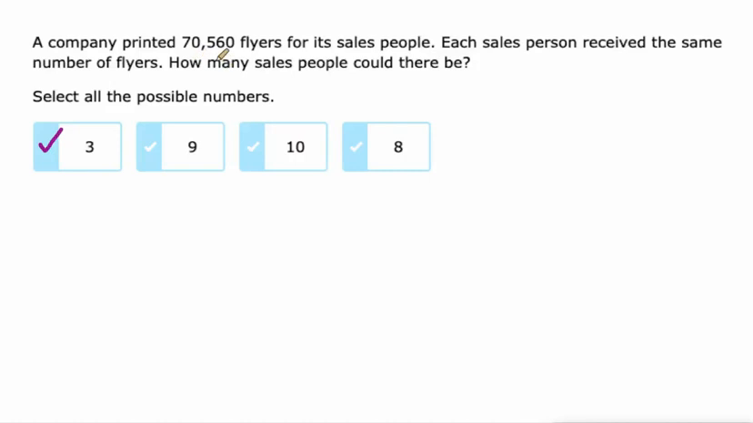Is this divisible by 9? Well, again, the sum of its digits was 18, and 18 is divisible by 9, so the whole number is divisible by 9. The number ends in 0, so this number is divisible by 10, and 560 is divisible by 8, so the entire number is divisible by 8. So 70,560 is divisible by all of these.